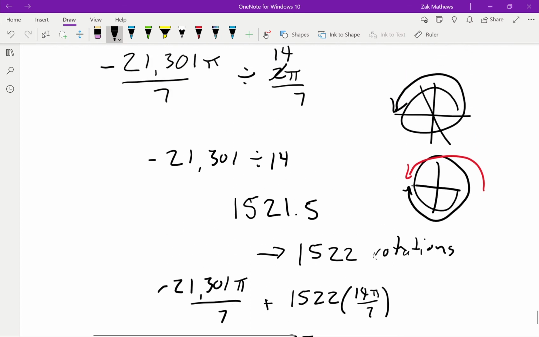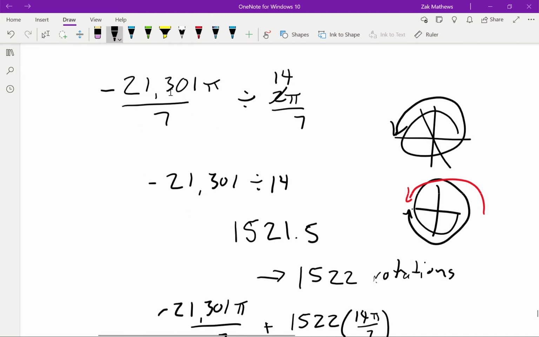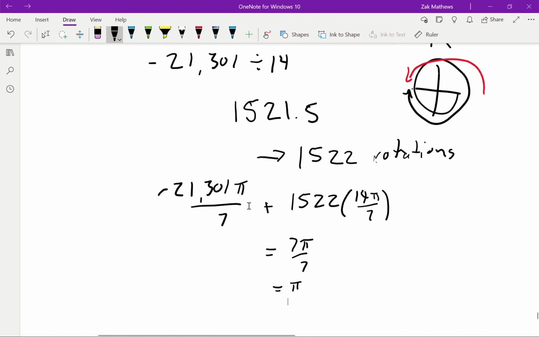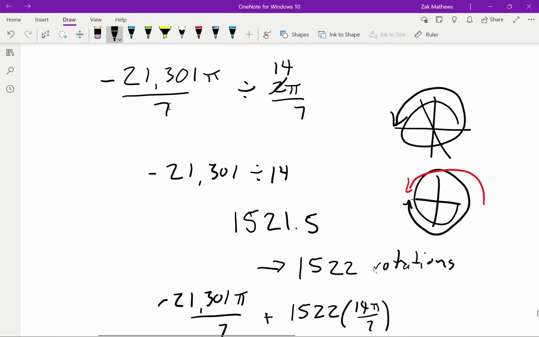It tells me actually this first number could have been simplified. That's not a bad thing to check. I just made these numbers up off the top of my head, and I happen to make up something that's divisible by 7. But so we find that pi is coterminal to this angle right here.